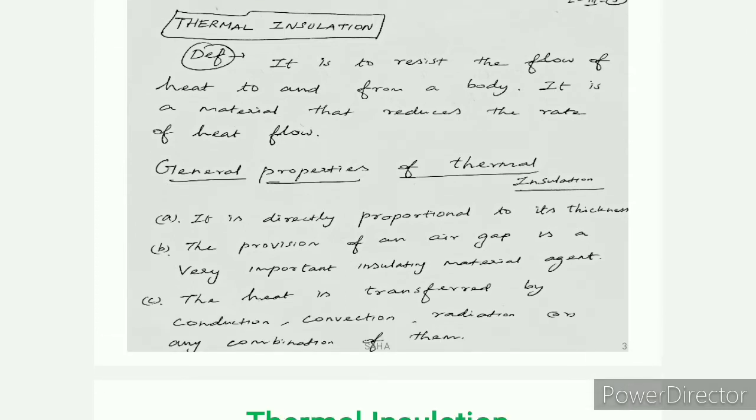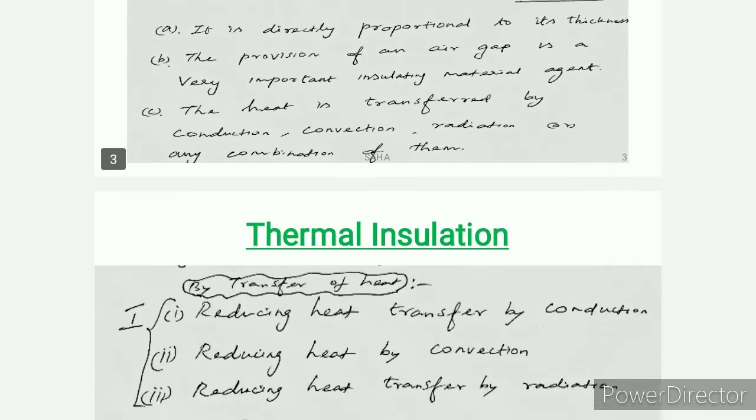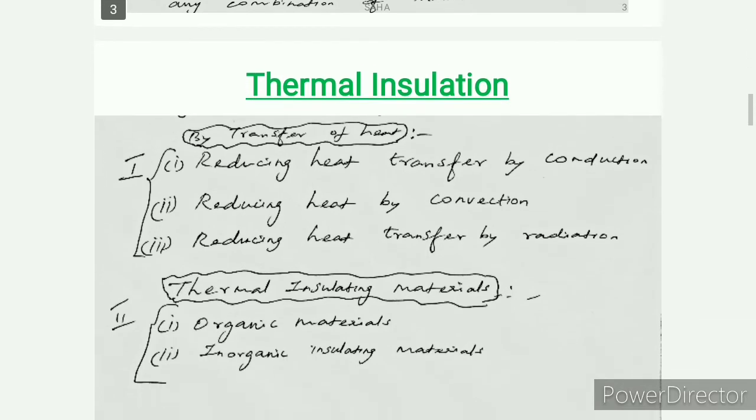The first one: it is directly proportional to its thickness. The provision of an air gap is a very important insulating agent. The heat is transferred by conduction, convection, radiation or any combination of them. So it is based upon the thickness, the air gap of the material, and the conduction, convection and radiation.